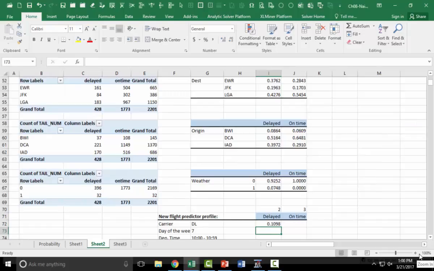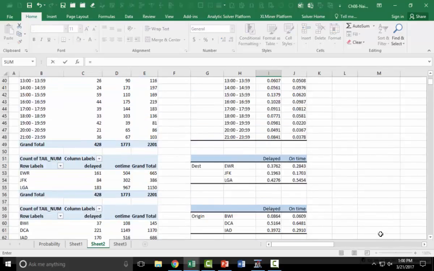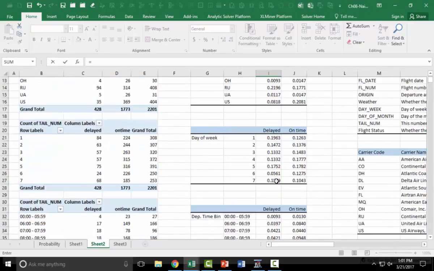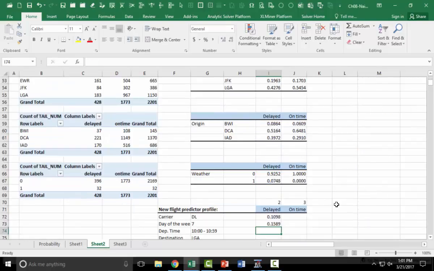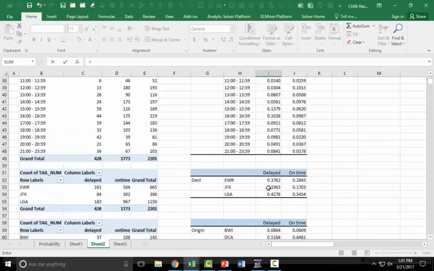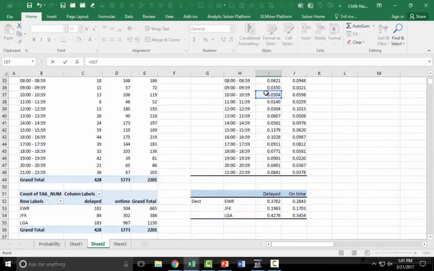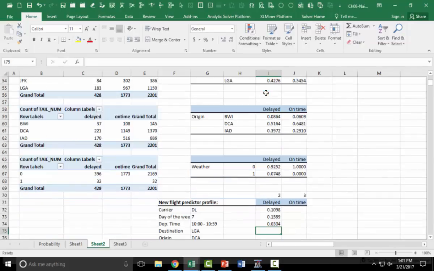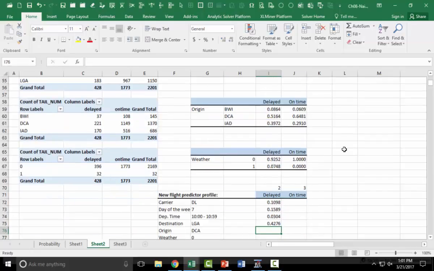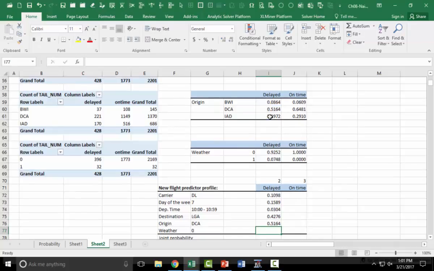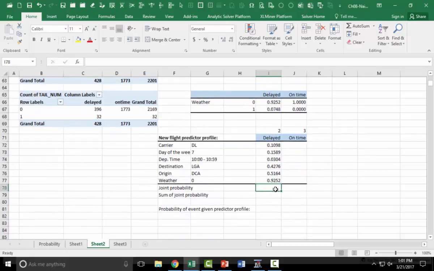All right, next one is day of the week is 7. So next one is day of the week is that, right? Departure time is 10 to 10:59. That will be that. Destination is LGA. Origin is DCA. And weather is 0. Okay.